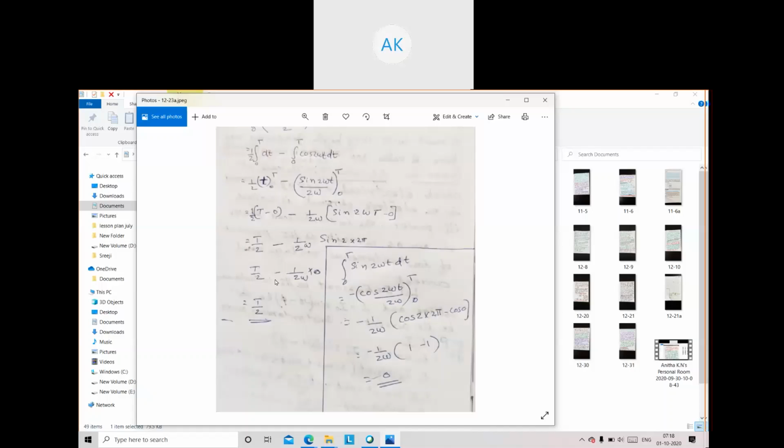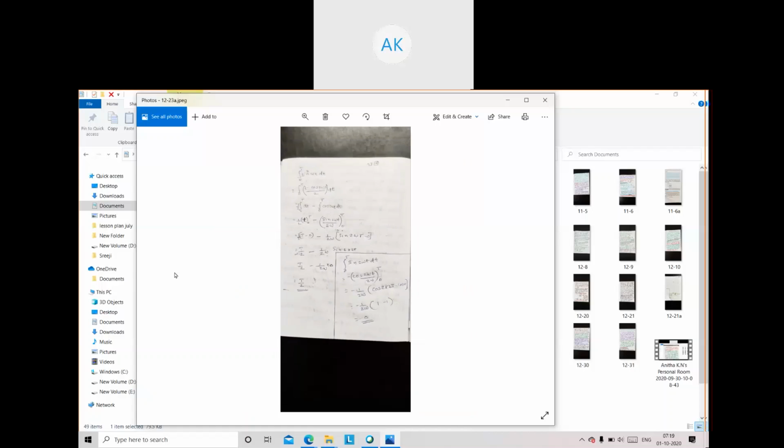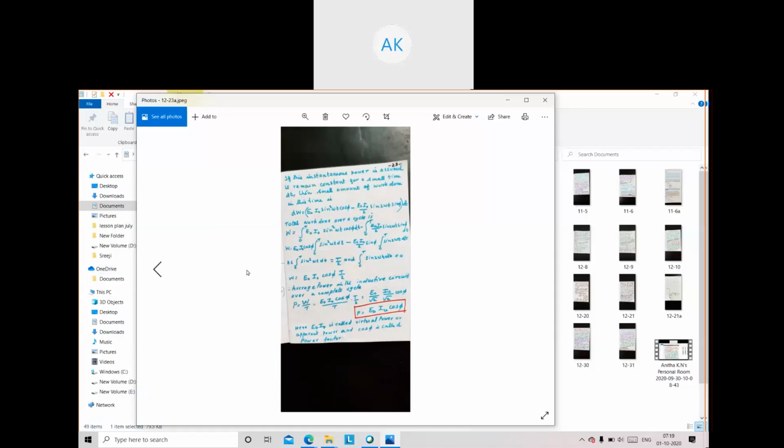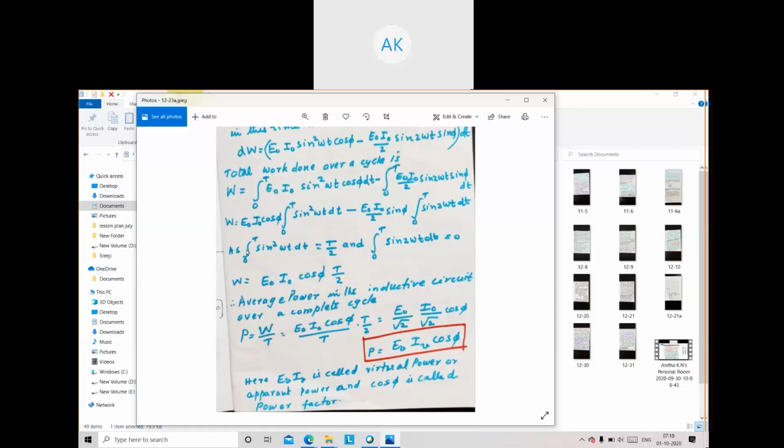So this is T by 2 and this is 0. So that is substituted. Directly you can substitute. Integral 0 to T sin square omega t dt is T by 2, and my integral 0 to T sin 2 omega t dt is 0. അത് 0 ആയി പോകും. അപ്പോൾ ഈ ടേം മൊത്തം പോകും. 0 അപ്പോൾ ഇവിടെ T by 2 വരും. So this is work. Understand?